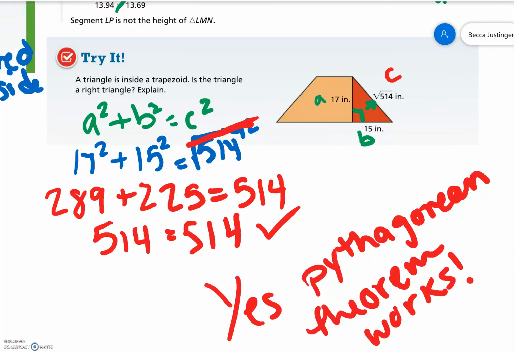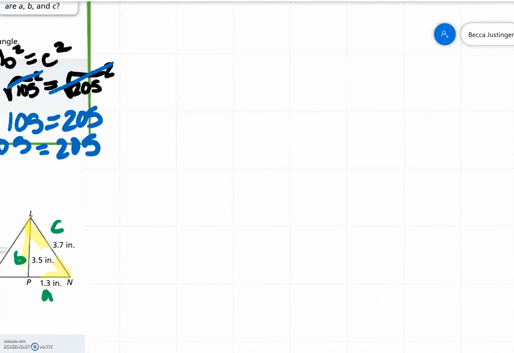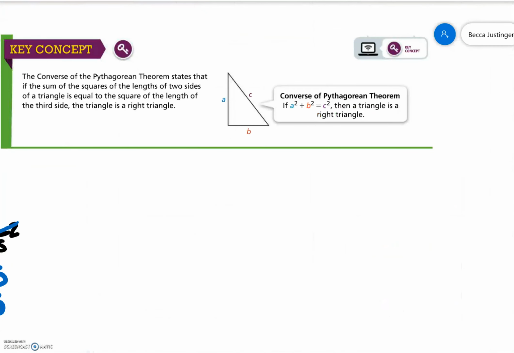All right, key concept. The converse of the Pythagorean theorem states that if the sum of the squares of the lengths of two sides of a triangle is equal to the square of the length of the third side, the triangle is a right triangle. So basically, if the Pythagorean theorem works, then it's a right triangle. If the Pythagorean theorem doesn't work, it's not a right triangle.